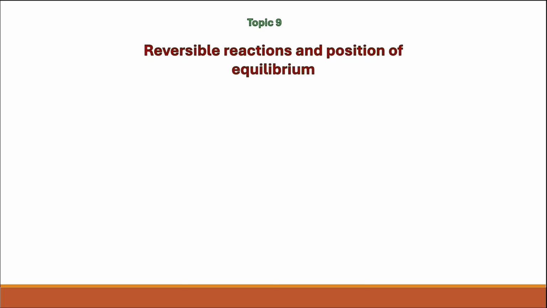Reversible reactions and position of equilibrium. It's not in every single exam, but it's very common, mostly embedded within other questions, especially in organic chemistry. A reversible reaction is when you have reactants that can give you products, and then the products react back to give you the reactants. So you have a forward and reverse reaction.